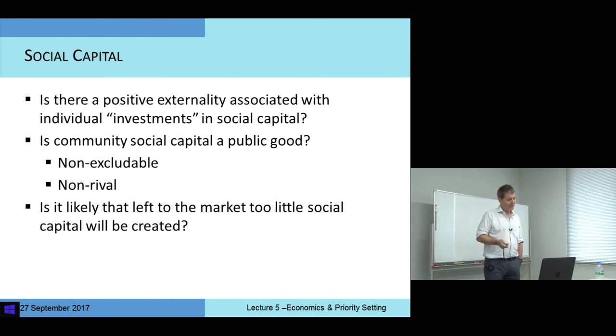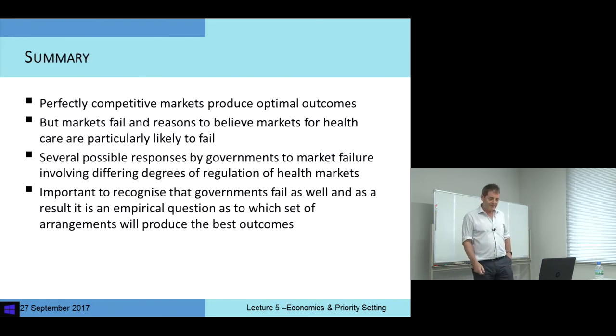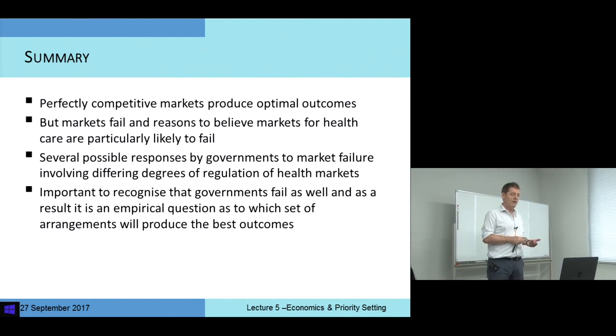Yes, I just remembered. Okay, so in summary, what have we covered? Quite a lot, actually. I tried to explain why perfectly competitive markets produce optimal outcomes. I tried to explain some of the reasons why markets fail, or might fail. And maybe I didn't put enough emphasis on this, we should have. It may be that markets for healthcare are particularly prone to failure. For example, problems with information or imperfect information may be greater in healthcare markets.